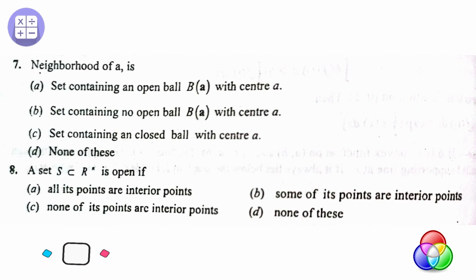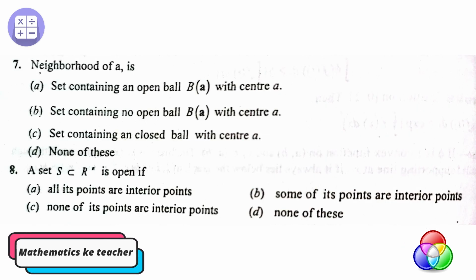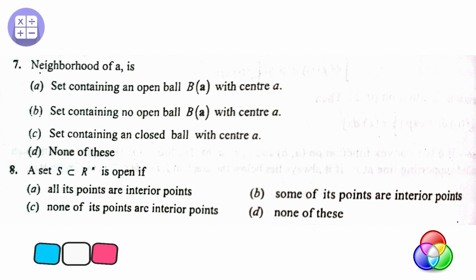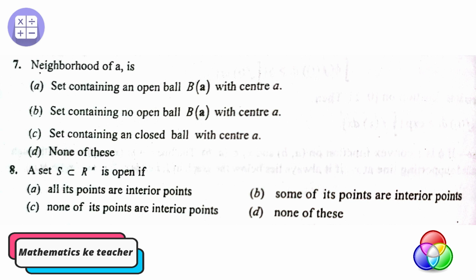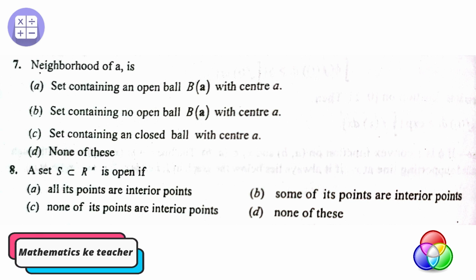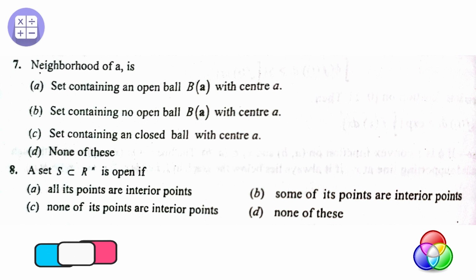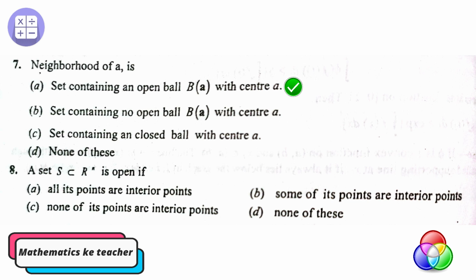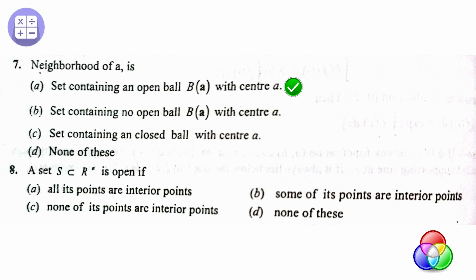Number 7. Neighborhood of a is: A, a set containing an open ball B(a) with center a. B, a set containing no point of B(a) with center a. C, a set containing a closed ball with center a. D, none of these. Correct option is A, a set containing an open ball B(a) with center a.